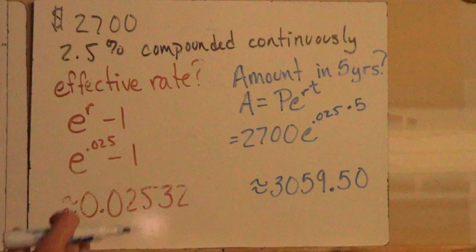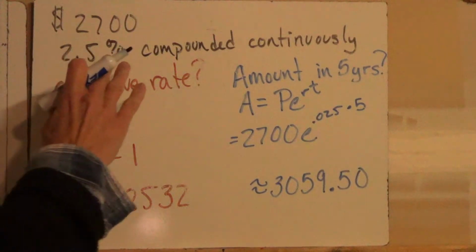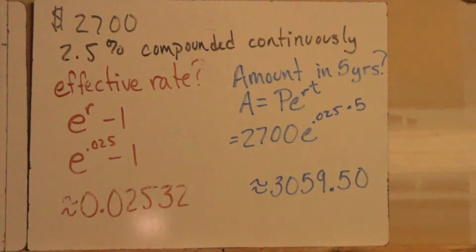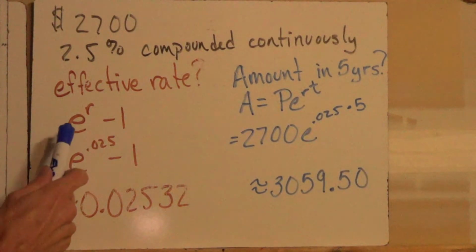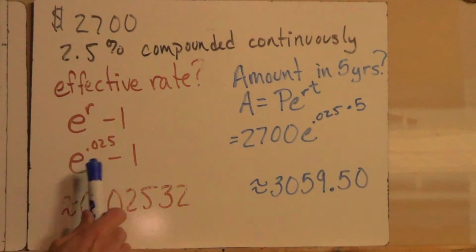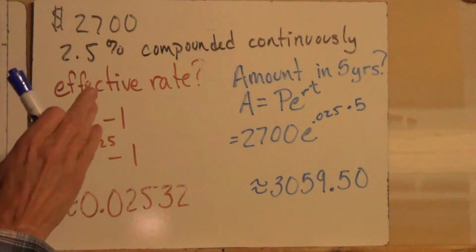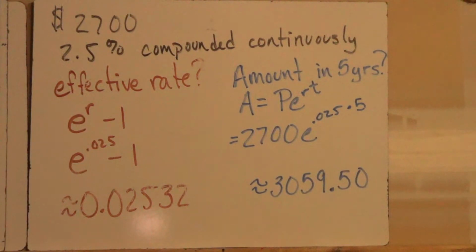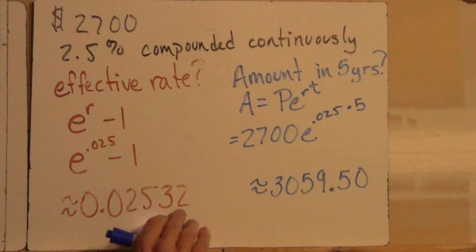We have $2,700. We have 2.5% compounded continuously. So to find the effective rate, we are going to plug in Euler's number, raise it to the rate, and subtract 1, just like we've been doing in finding effective rates previously. We end up getting 0.02532.